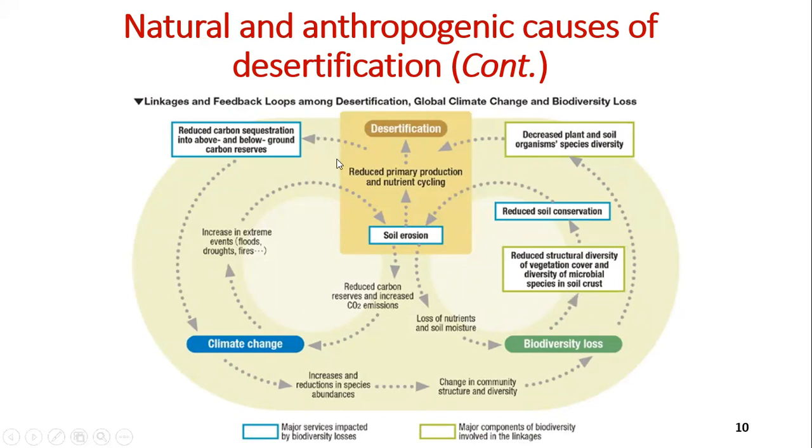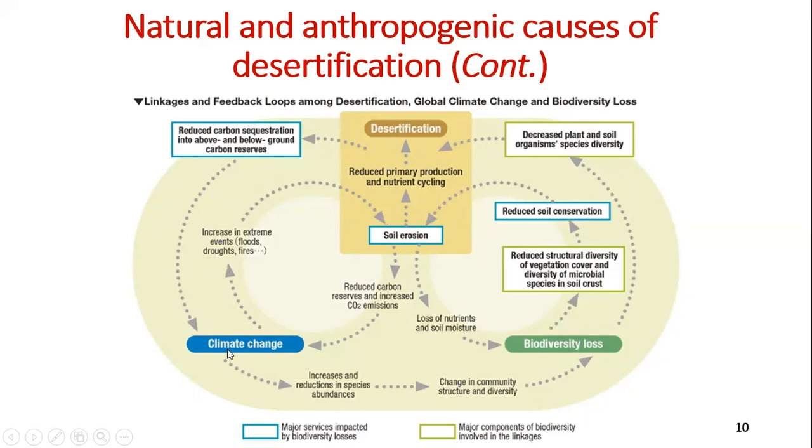It shows you here, this square is desertification. And then it shows you two different cycles. Now you have a component of biodiversity involved in the linkage, and the blue one is a major service impacted by the biodiversity losses. Now, if you take any place and start building the story, it will lead to desertification, and desertification will go back to the same circle. Now, let me give you an example.